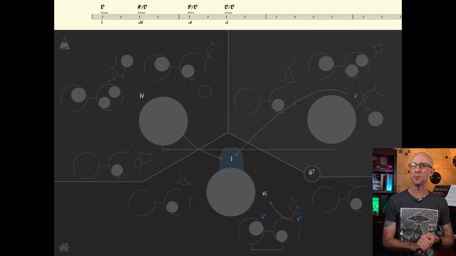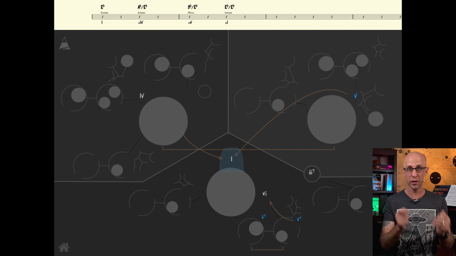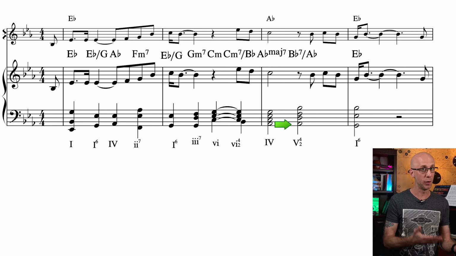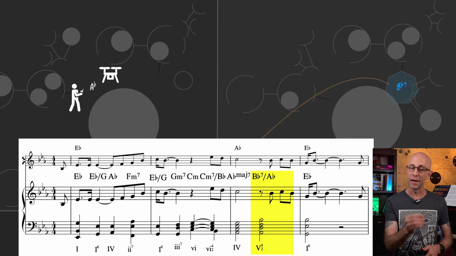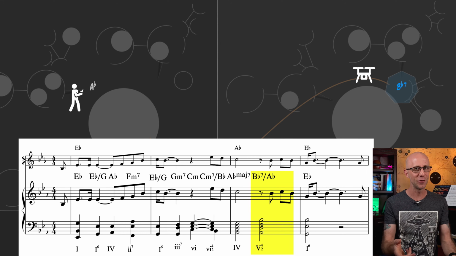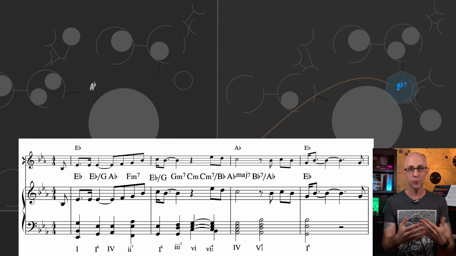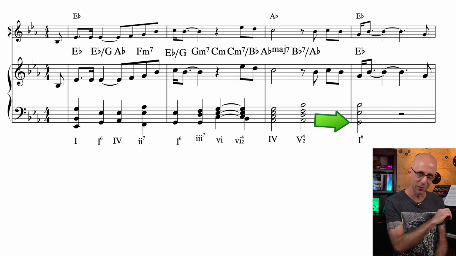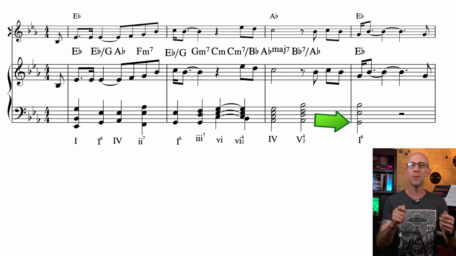The really cool thing is that while we're anchored to one place, we can travel as far as we want without losing our sense of where we actually are. In our case, this is a subdominant pedal point. So the B flat 7 over A flat is a great way to move away from the 4 chord without actually moving away from the 4 chord. And of course, if we resolve it to an E flat over G, the 1 chord in first inversion, we create a stepwise bass line.